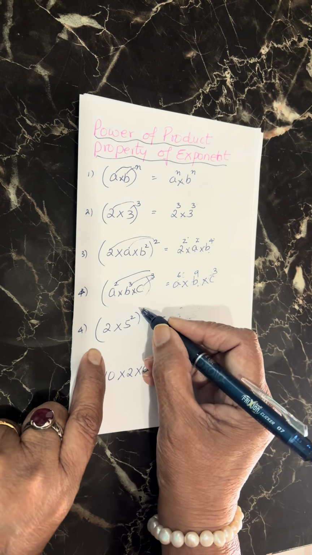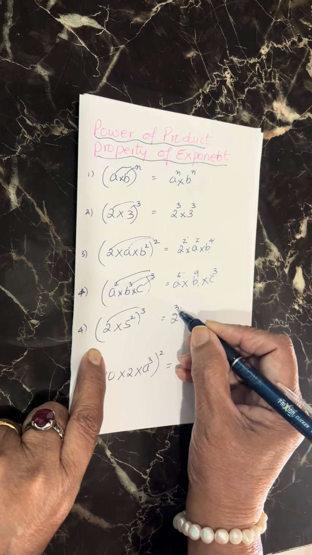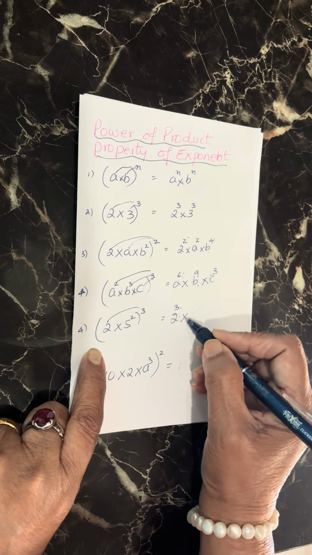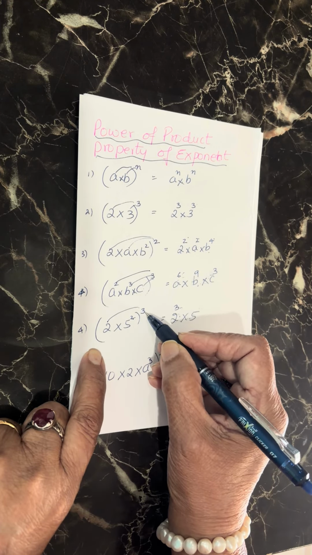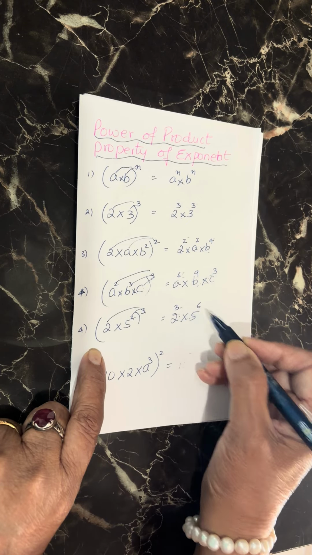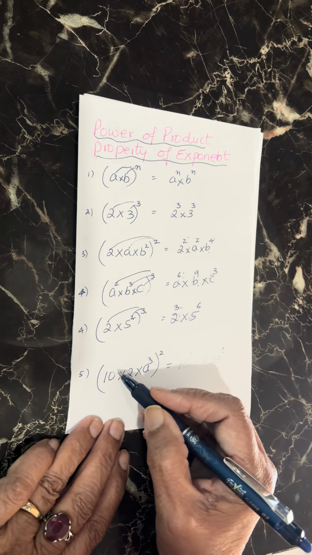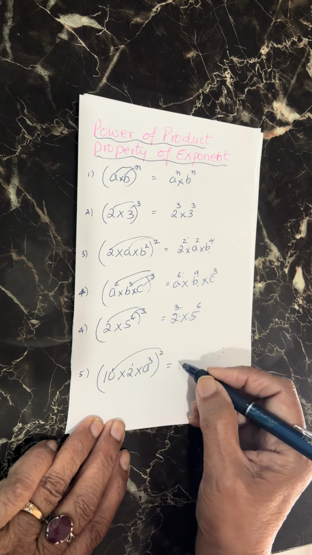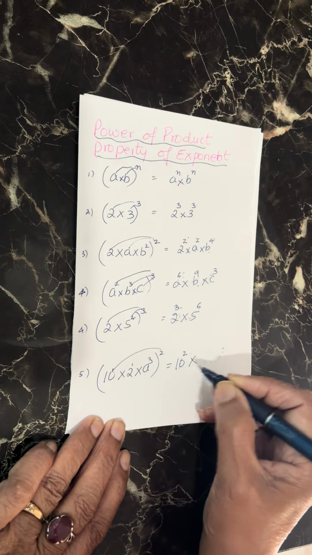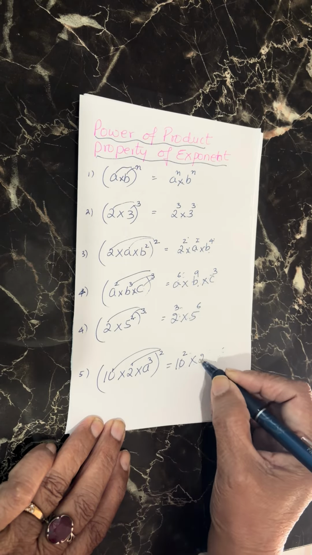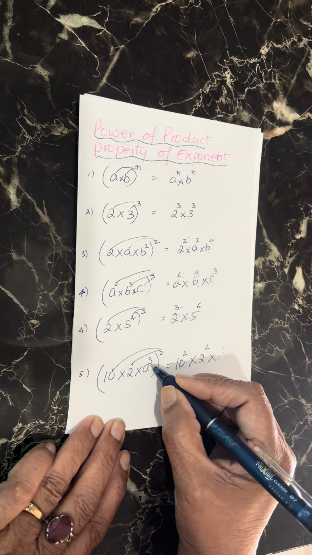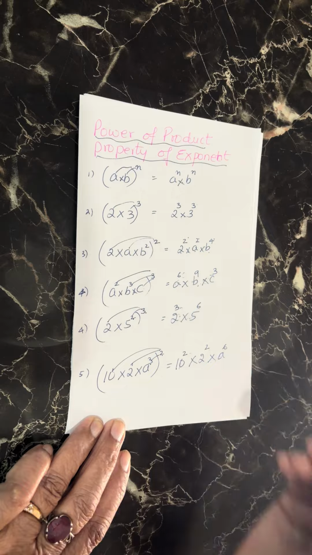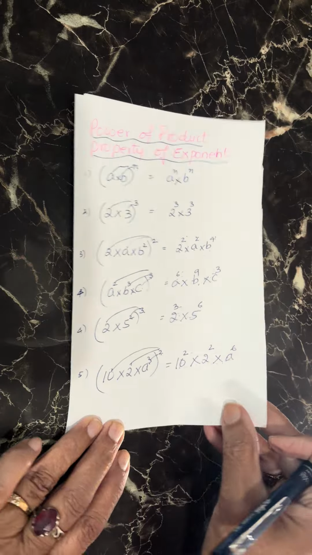Similarly here 3 multiplies to 2, so 2 to the power 3. Nothing means power 1. So 3 times 1 is 3, times 5 has inside power 2, outside power is 3. So 2 times 3 becomes 6. One more example, like nothing means power 1. So 3 multiplies to 10, power and power multiplies. So 10 to the power 3 times 2 to the power 3 times, inside power is 3, outside is 2. 3 times 2 becomes 6. So a to the power 6. So this is called the power of a product rule.